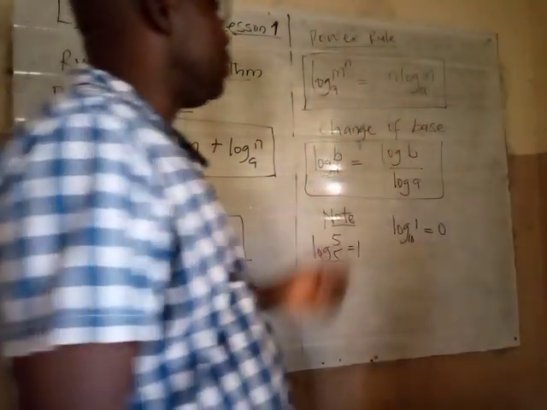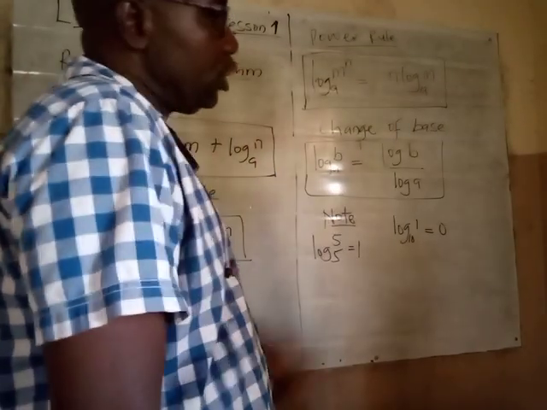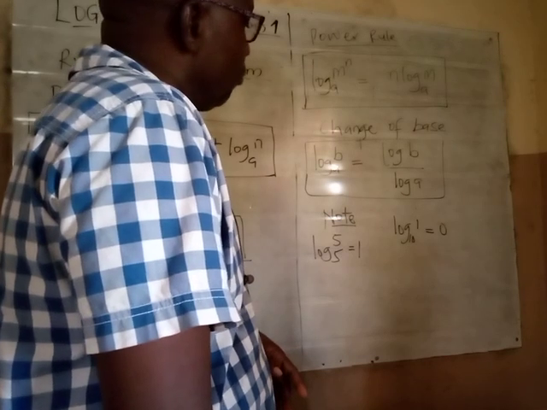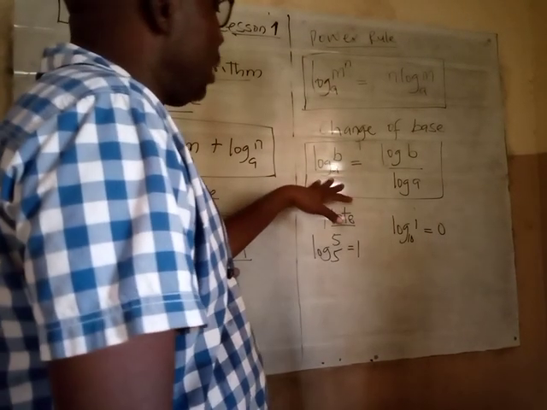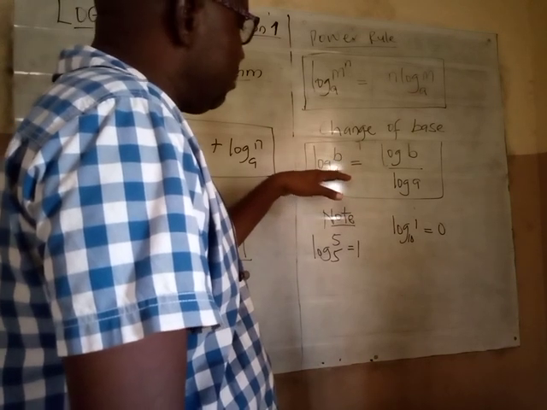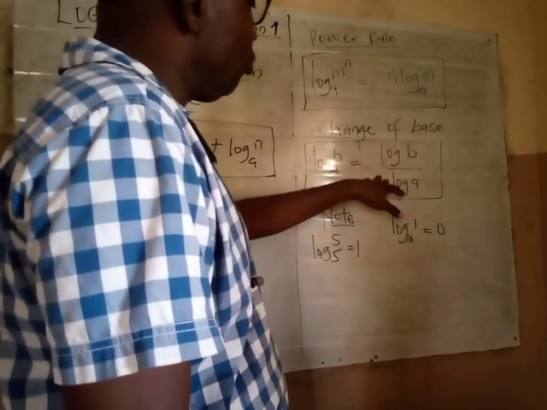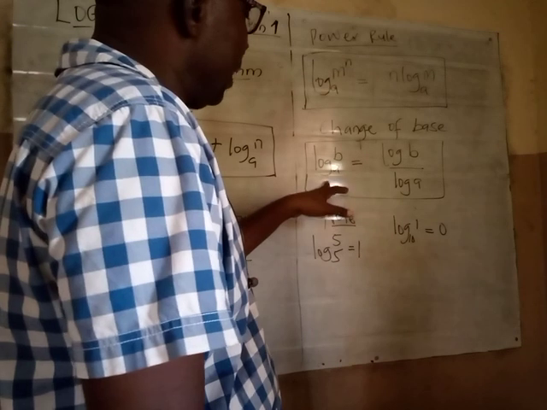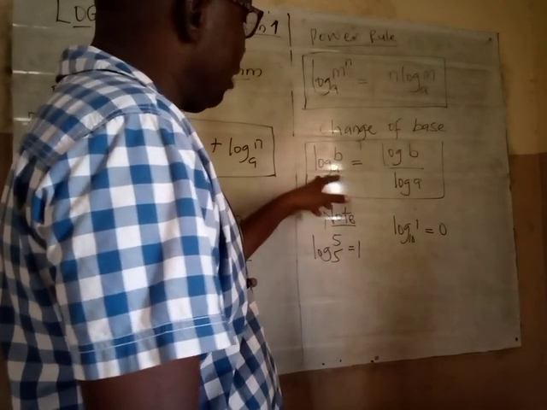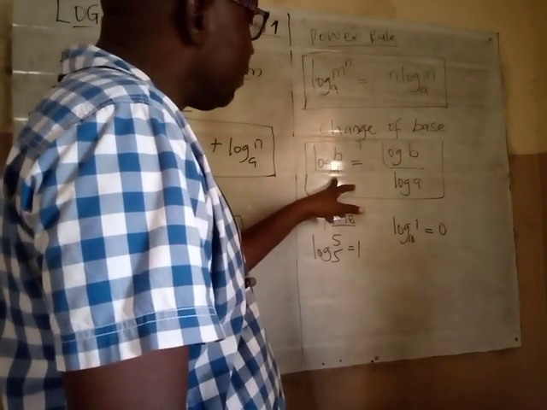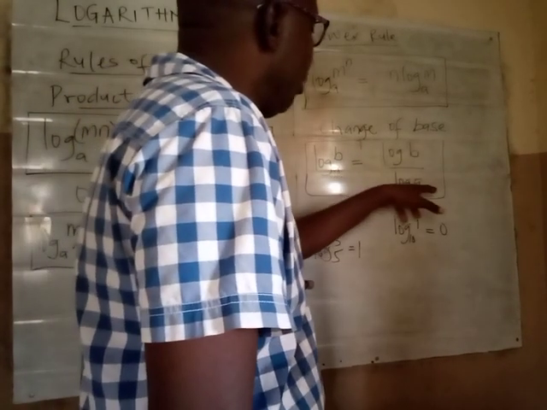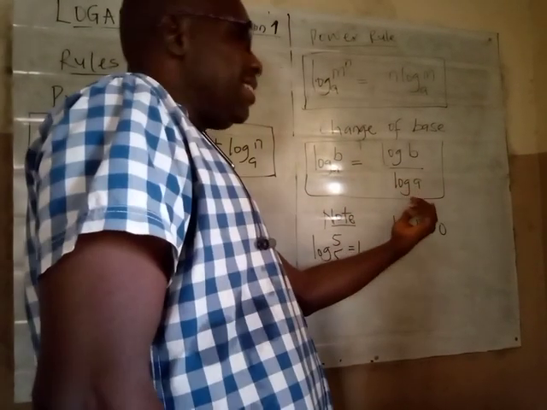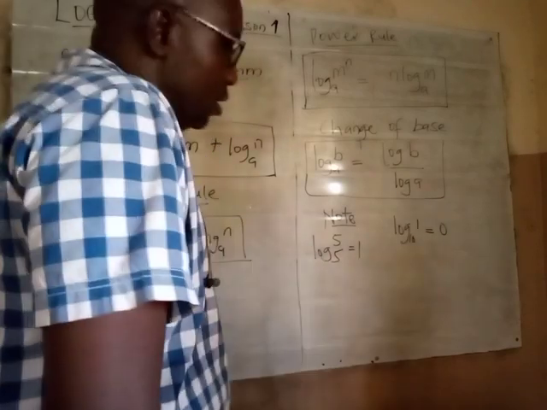Change of base rule. When you want to change the base of a log, you are introducing a new base. What we now do is that the present base will go into division by saying log b, like here now, log b base a. You are changing it to a new base. It will now be log b over log a, where the new base will now come in.